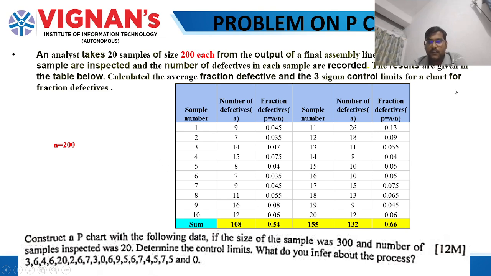Then you have to solve the chart. Here this is a different problem: the sample size is 300 and the total number of samples is 20. These are the different samples, and the same procedure can be followed. Sometimes they will give the number of defectives and the fraction defectives directly. Then you don't need to calculate. If the fraction defective is not given, you can use this formula. This is about the P chart.